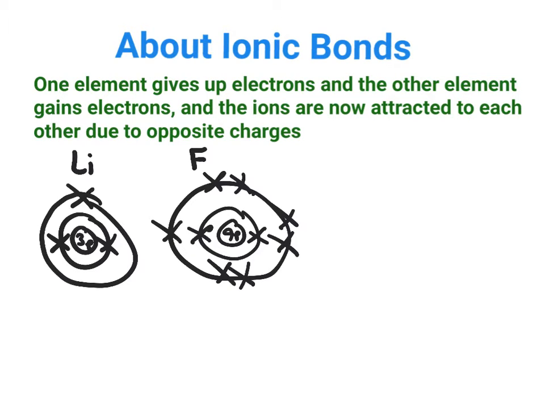So what's going to happen is lithium is going to give up this electron. And when it gives up the electron, it forms a +1 ion. Fluorine is going to gain the electron. It's going to form a -1 ion. And then they're attracted to each other.